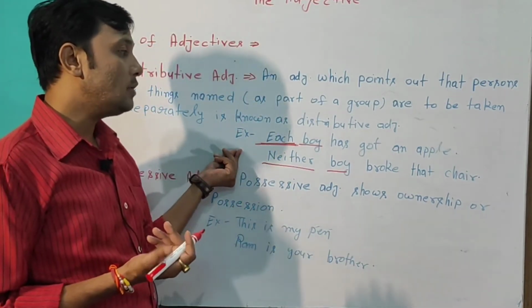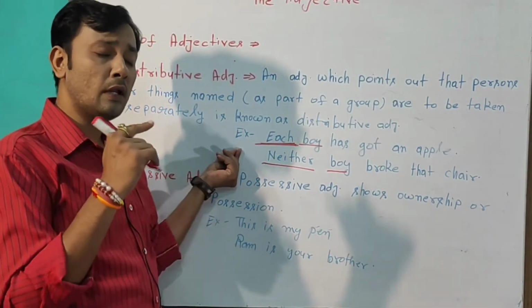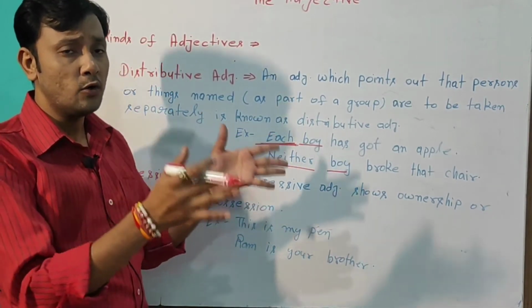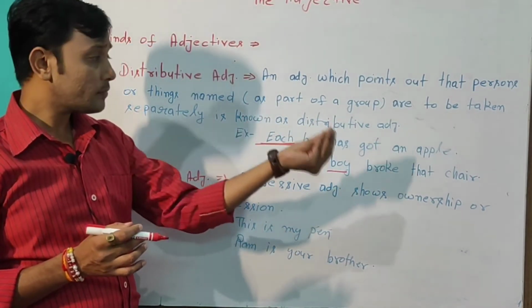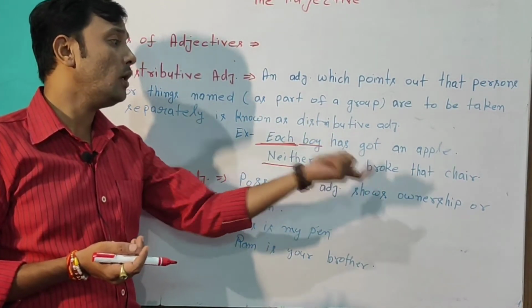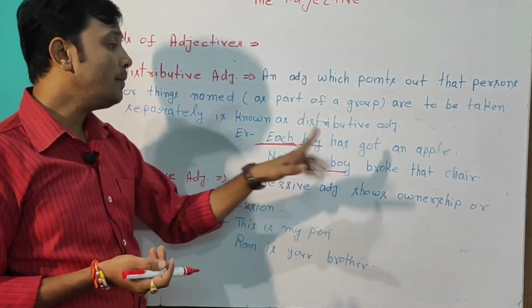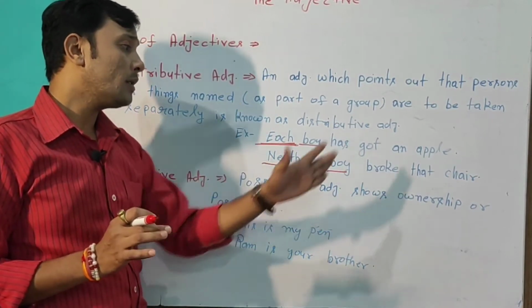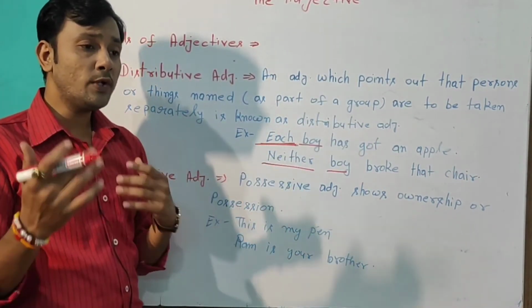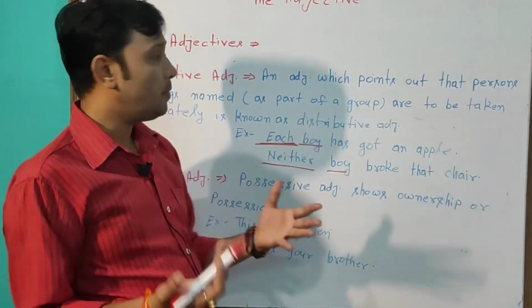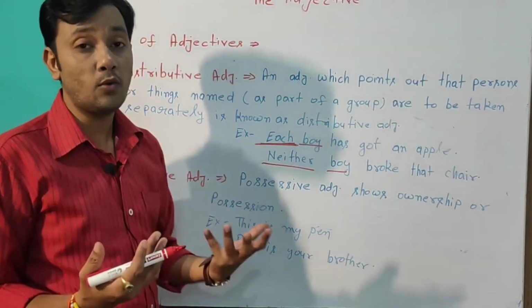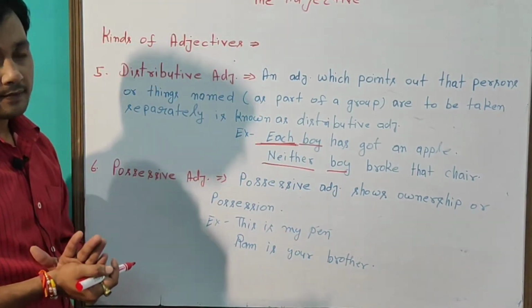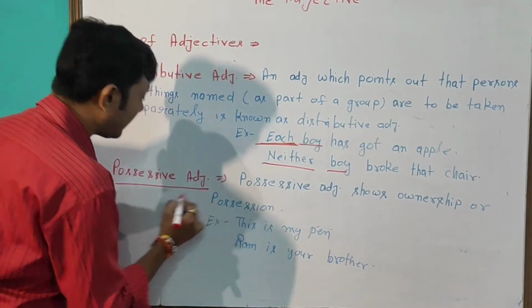Each boy has got an apple, means every boy, maybe 1, 2, 3, 4, 5 boys in the group, everybody got an apple. So each boy has got an apple from that group. Neither boy broke that chair, means not any of the boys broke that chair. So when we want to point out a person or thing separately in the group, we use a distributive adjective. Clear? Next is possessive adjective.